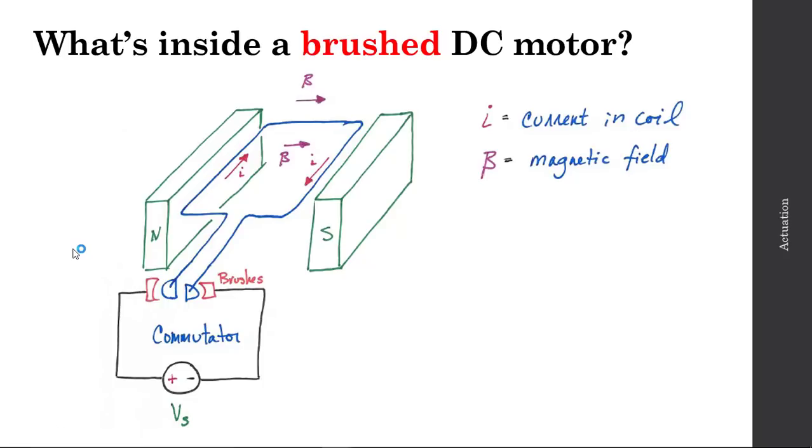We should also note that the permanent magnets form the stator component of my motor, the stationary component. And the coil that's rotating, that's my rotor, or the rotating component of my brushed DC motor. Let's now explore this interaction between the current in my loop and my magnets.